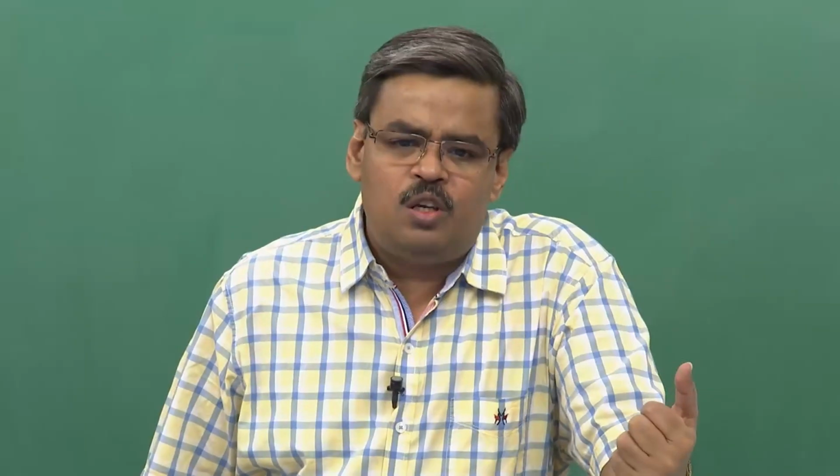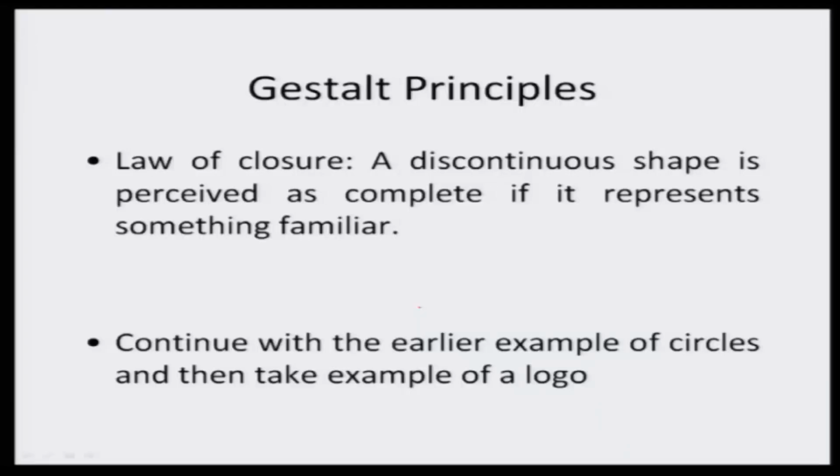We come to the next law, that is the law of closure. The law of closure basically says that if you have a discontinuous shape, when you perceive it, we always tend to complete it. And this completeness is based on whatever we are familiar with. Let us take this very example. Again we are banking on the example of a circle, and then again we will move on to an example of a logo. You see a circle right now, another one and yet another one.